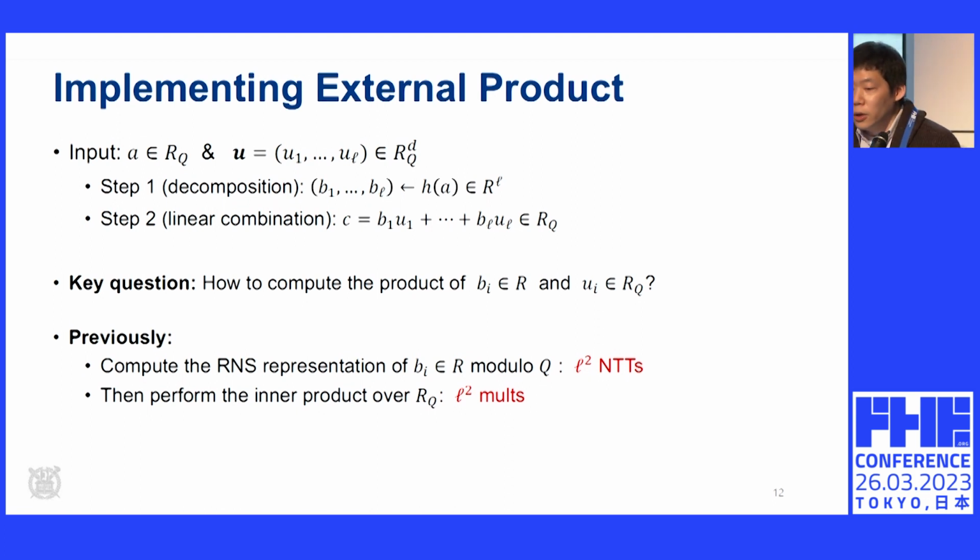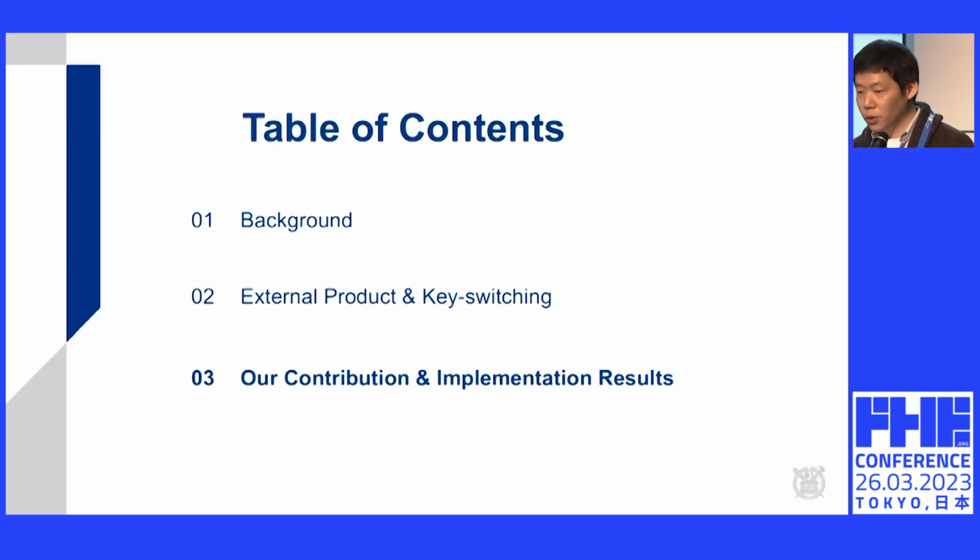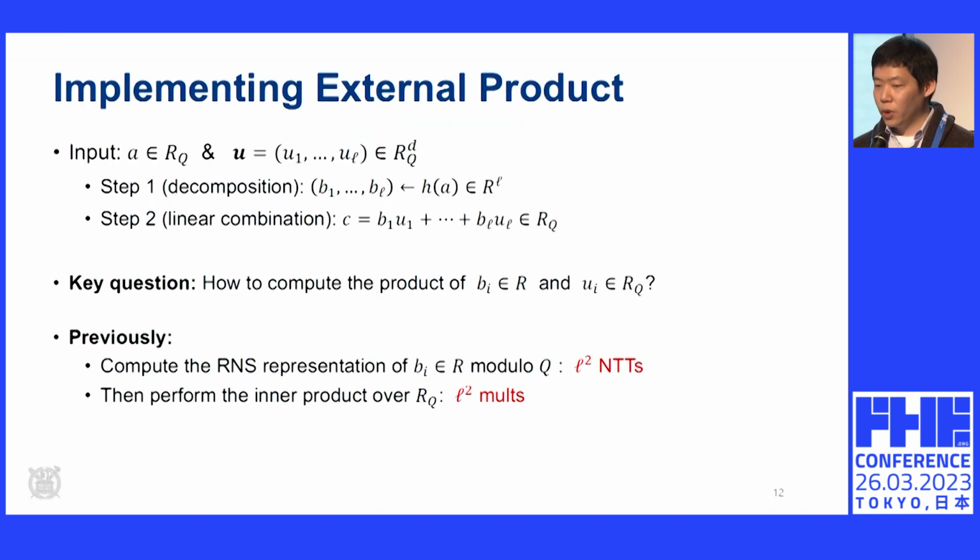All right. So this is what we are currently doing in many libraries. We have an input ciphertext A, and this is a key switching key U. So A and U are both written in their RNS form. A is written as A mod Q1 to A mod QL, and each Ui is written as a tuple of Ui mod Q1 to Ui mod QL.